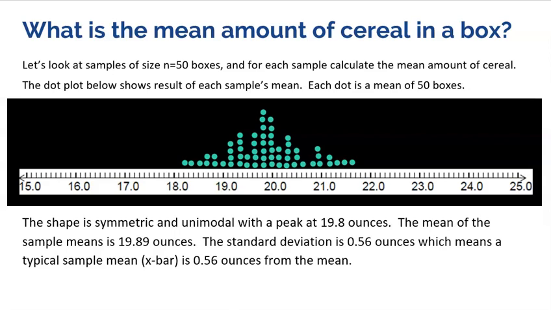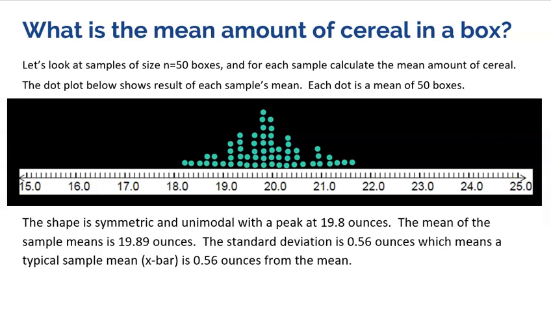I'm going to get another 50 boxes, and I'm going to get another mean. Maybe it's 19.8 ounces. And I'm just going to repeat that over and over and over again. Every time I collect a sample mean, I make a dot in my display. So if we look at this display here, we got a bunch of dots, and every dot represents the mean of 50 boxes. So essentially, we have a bunch of X bars.